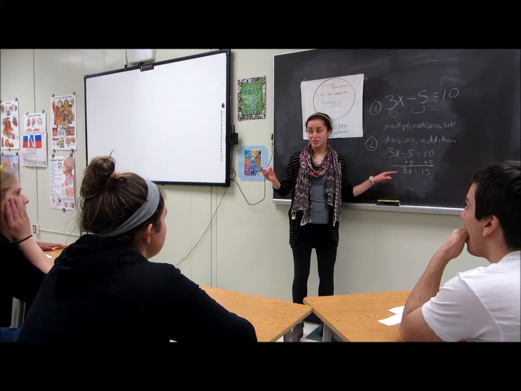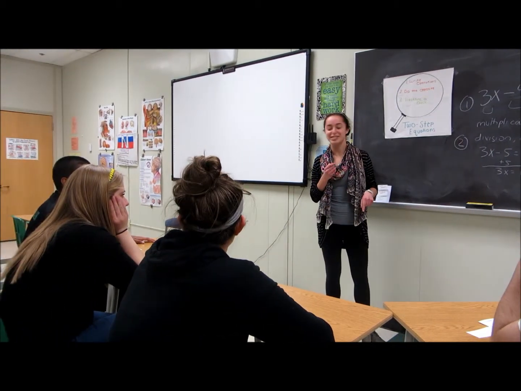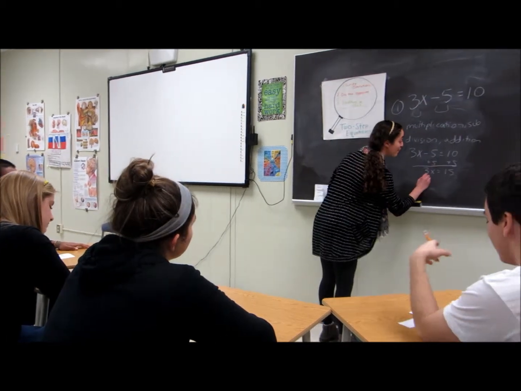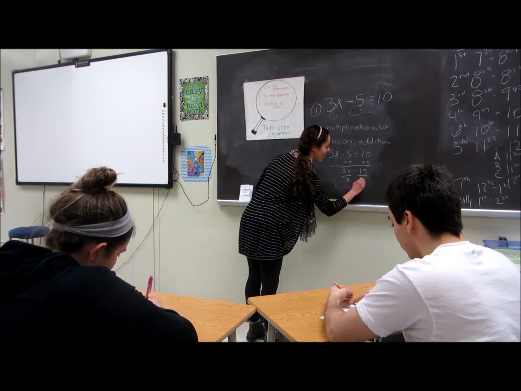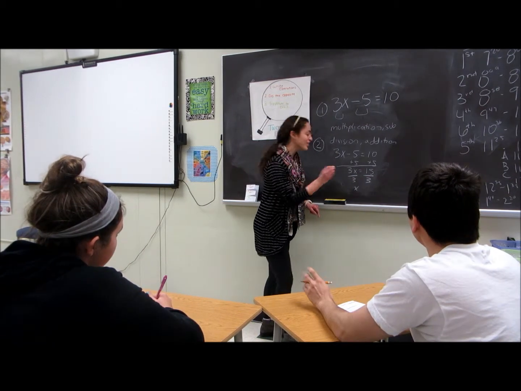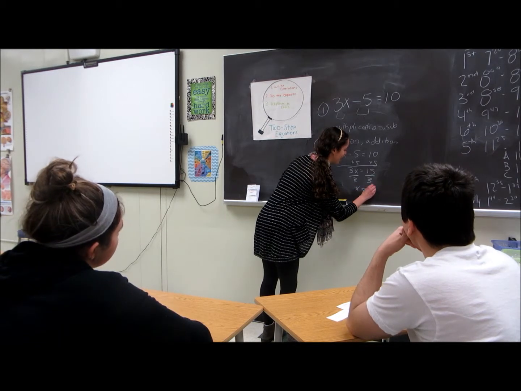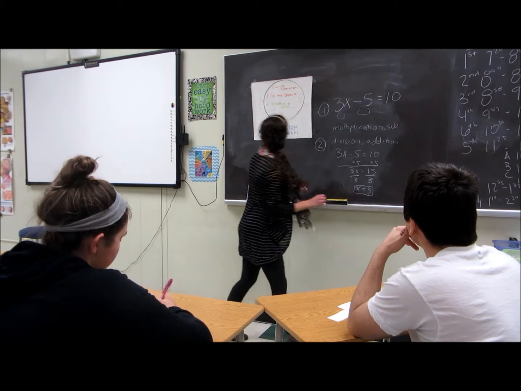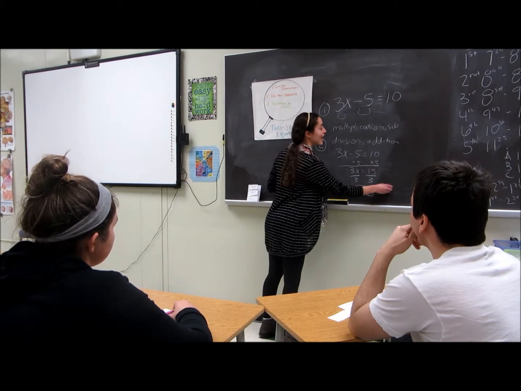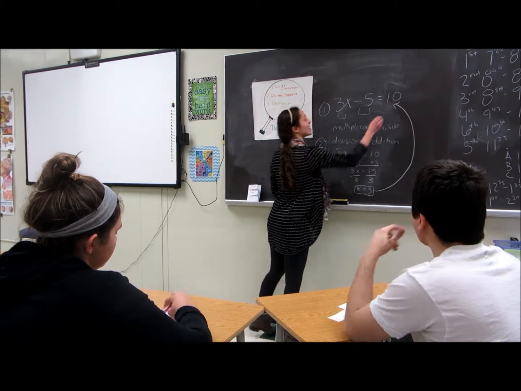Divide. Can you speak up? Divide. Divide by what? 3. Good. So we're going to divide both sides by 3. And we're going to get x equals 5. Good, Sam. Now, we're not done yet. The most important step here is substitute to check. So to check our work, we substitute this x equals 5 back into this original equation up here.